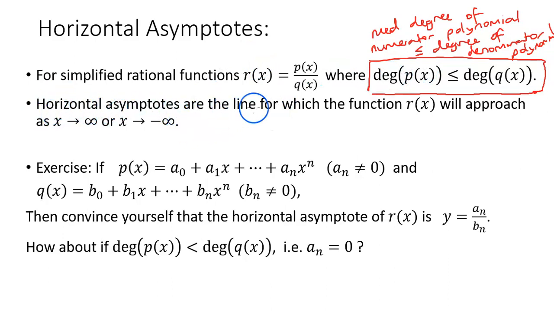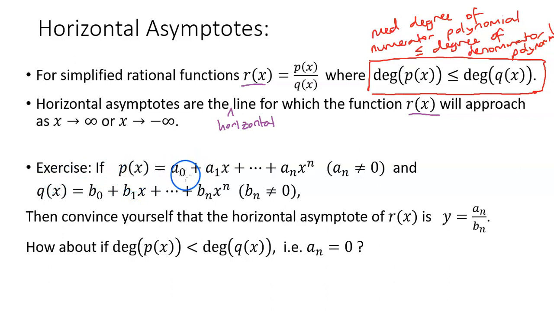Horizontal asymptotes are the line which the function r of x will approach as x tends to infinity or negative infinity. So this is the same r of x, rational function. And I should say horizontal asymptotes are the horizontal line. I think it's implied by context, but just to be clear, horizontal asymptotes are the horizontal line which the rational function will approach as x tends to infinity or negative infinity. Now we got a little exercise down here.